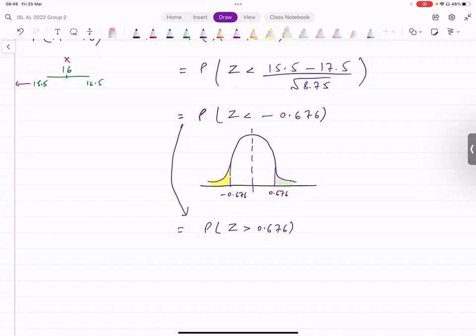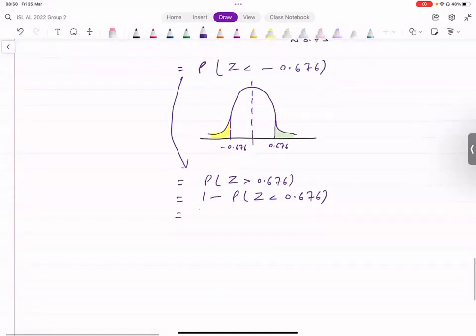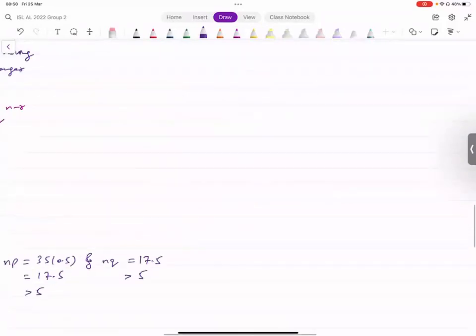ठीक है, हमने फ्लिप कर दिया उसको। अभी भी ये स्टैंडर्ड फॉर्म नहीं है, we want z less than something positive. अब हम क्या कर सकते हैं, we can say this is 1 minus probability of z less than 0.676। Now this is something that we can find from the table, ये जाके टेबल से फाइंड कर लेंगे। 0.676 के ऊपर आपके पास क्या प्रोबेबिलिटी आ रही है। Okay, let's go to the table.